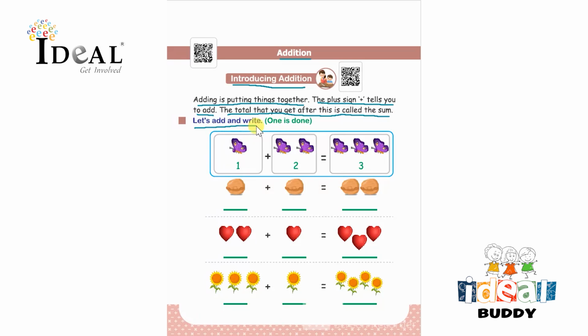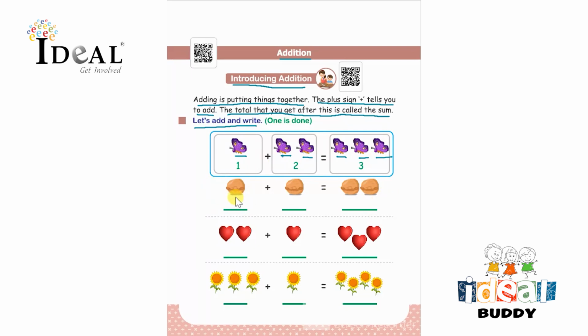Let's add and write. 1 is done for you. So here there is one butterfly and here there are two butterflies. So 1 and over here it's 1 and 2. So adding them we will have 1, 2 and 3 butterflies. So similarly you have to emphasize the child to count the total number of things that we get over here.